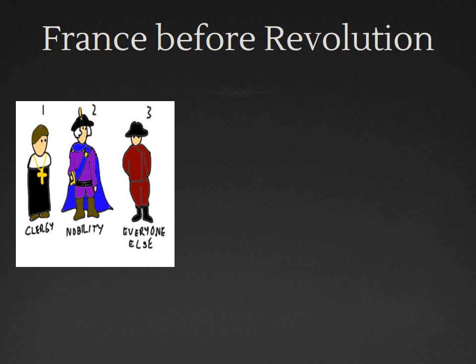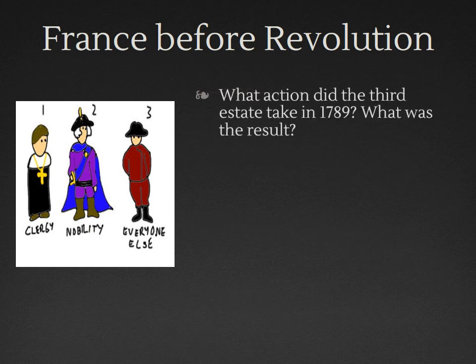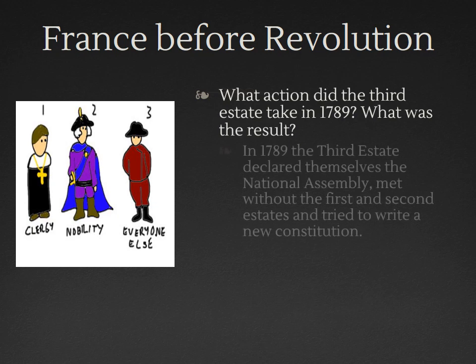The next question was, what action did the Third Estate take in 1789? And what was the result? So in 1789, the Third Estate, when they were locked out of a meeting with the First and Second Estates, they declared themselves the National Assembly. Or in another sense, think of it as the legislature, another governing body that represented the people, the majority of France. And without the First and Second Estate, they tried to write a constitution.